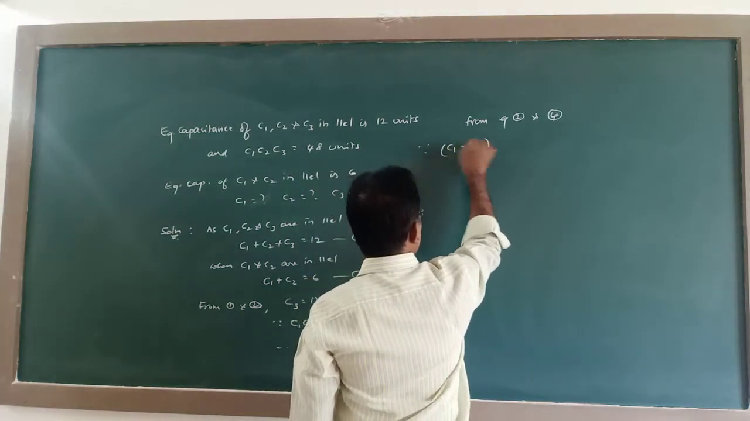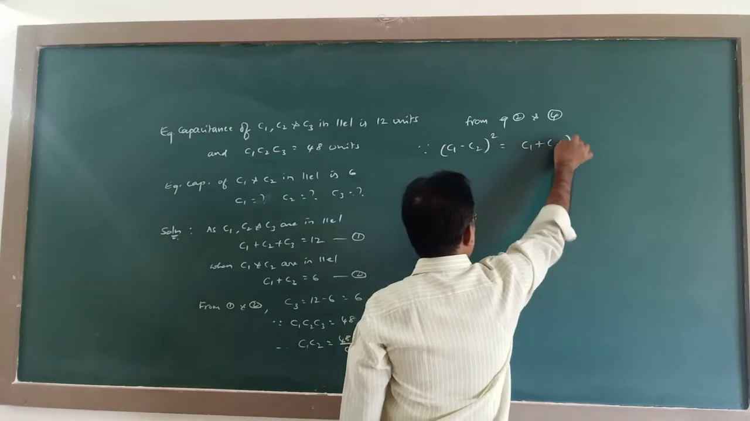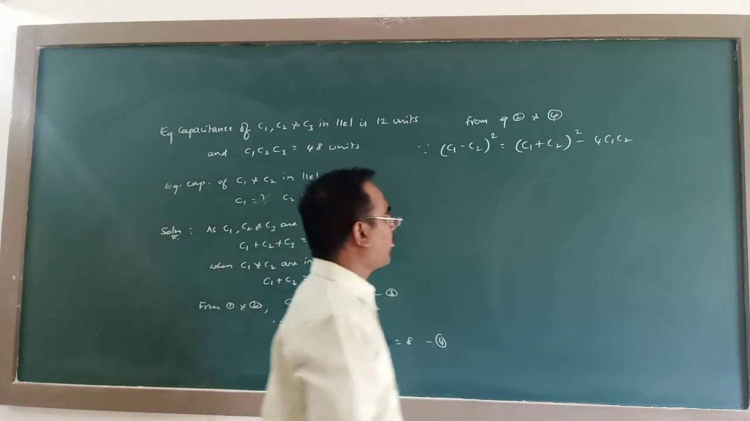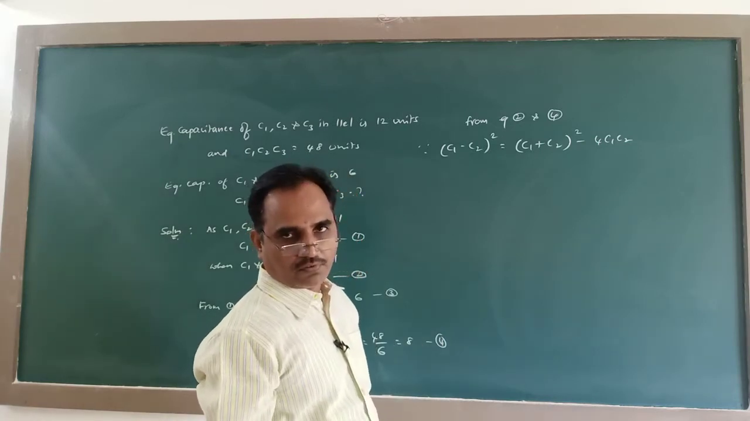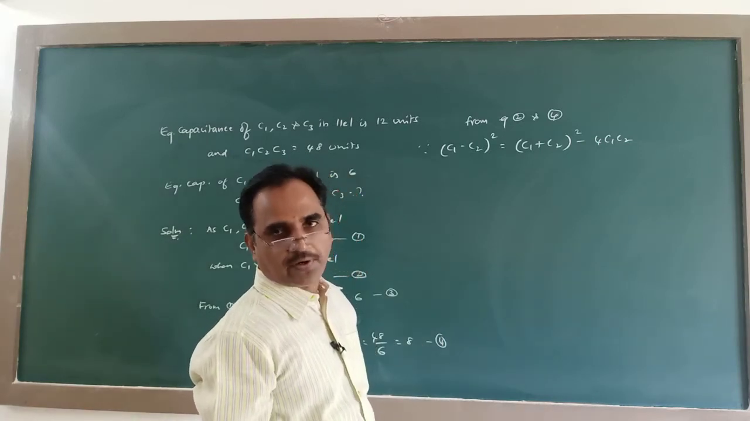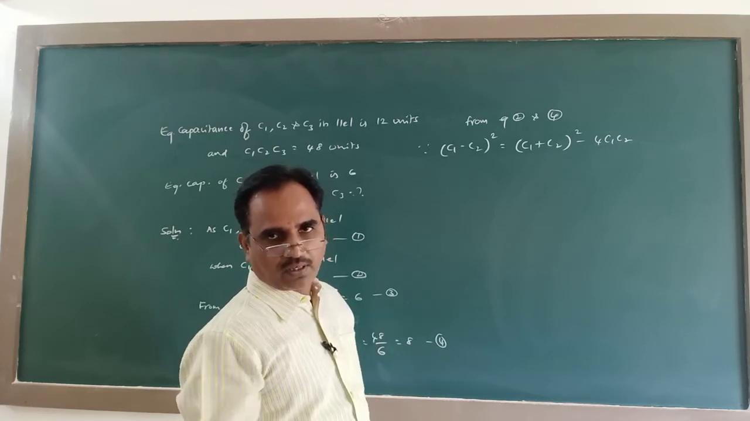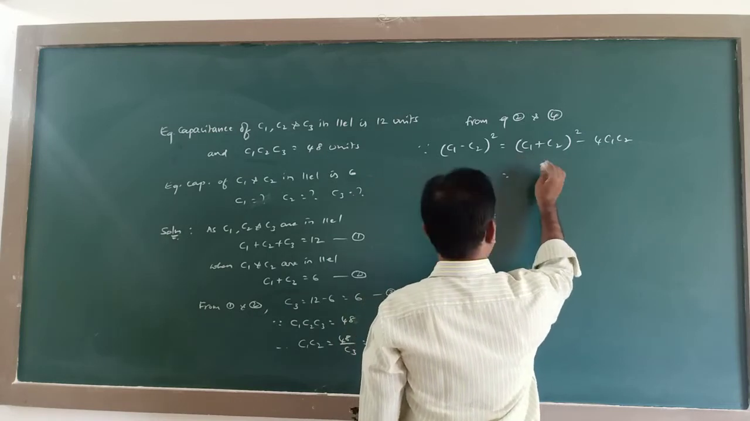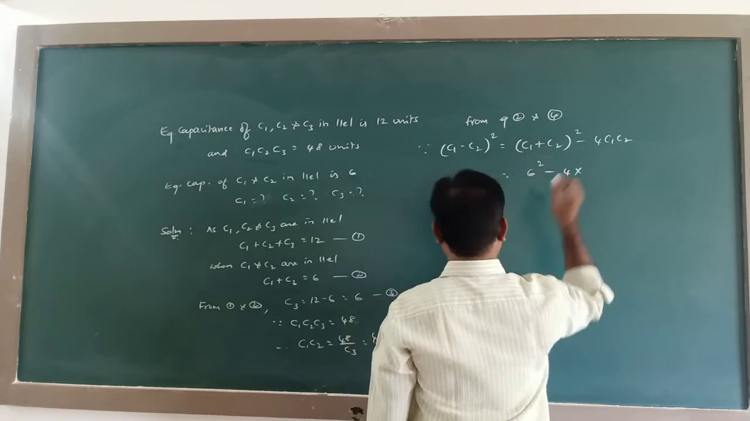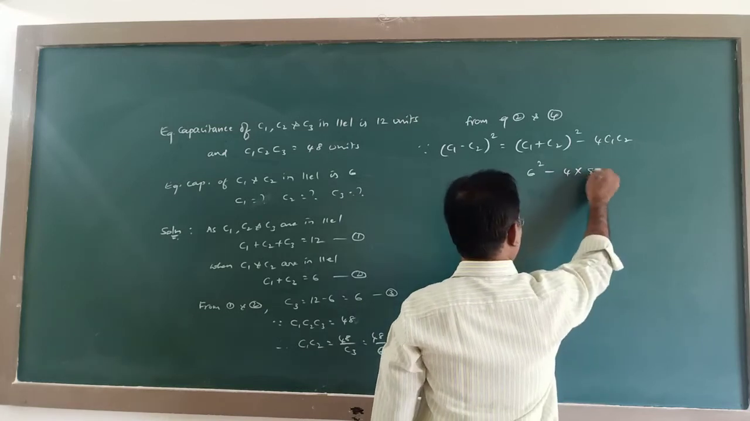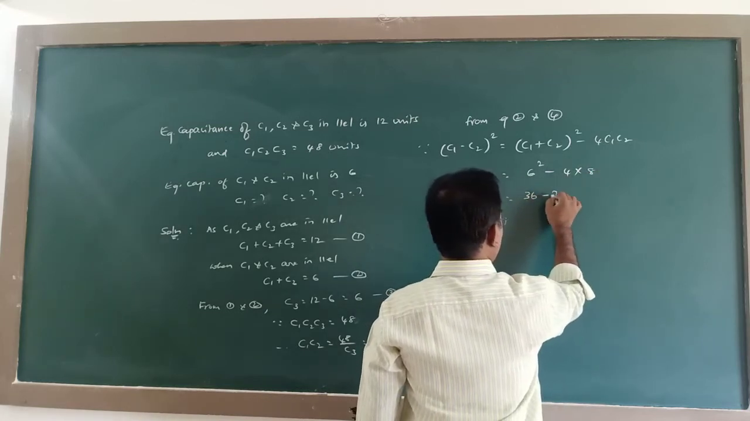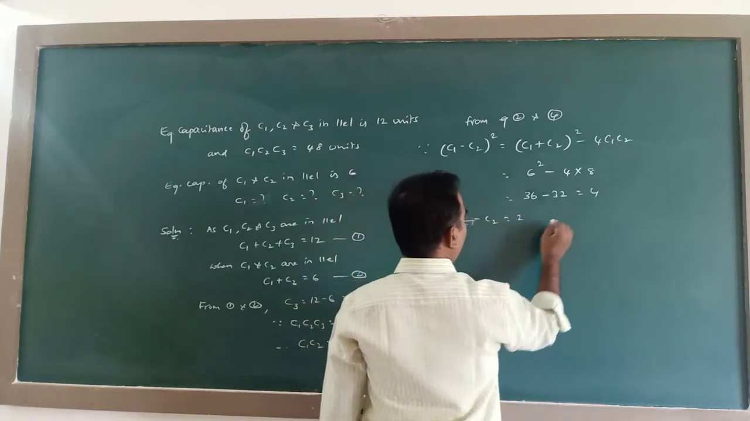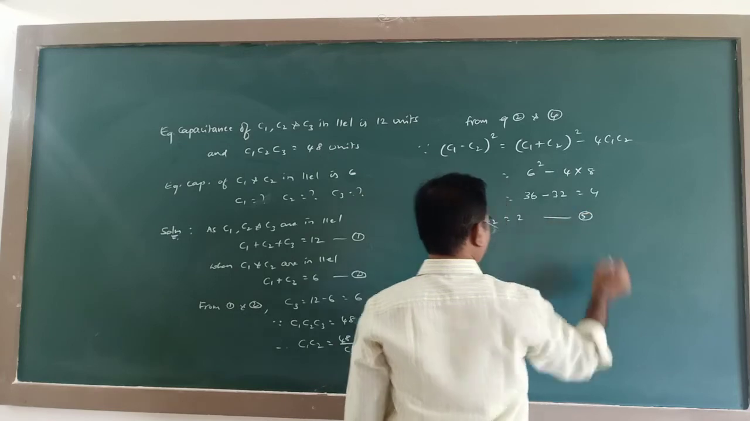Since C1 minus C2 whole square can be written as C1 plus C2 whole square minus 4 C1 C2. Instead of making it a quadratic equation, just take the formula for C1 minus C2 whole square. See, C1 plus C2 whole square is 6 square, 4 into C1 C2 is 32. So 36 minus 32 is equal to 4. Therefore C1 minus C2 is equal to 2. This is equation 5.